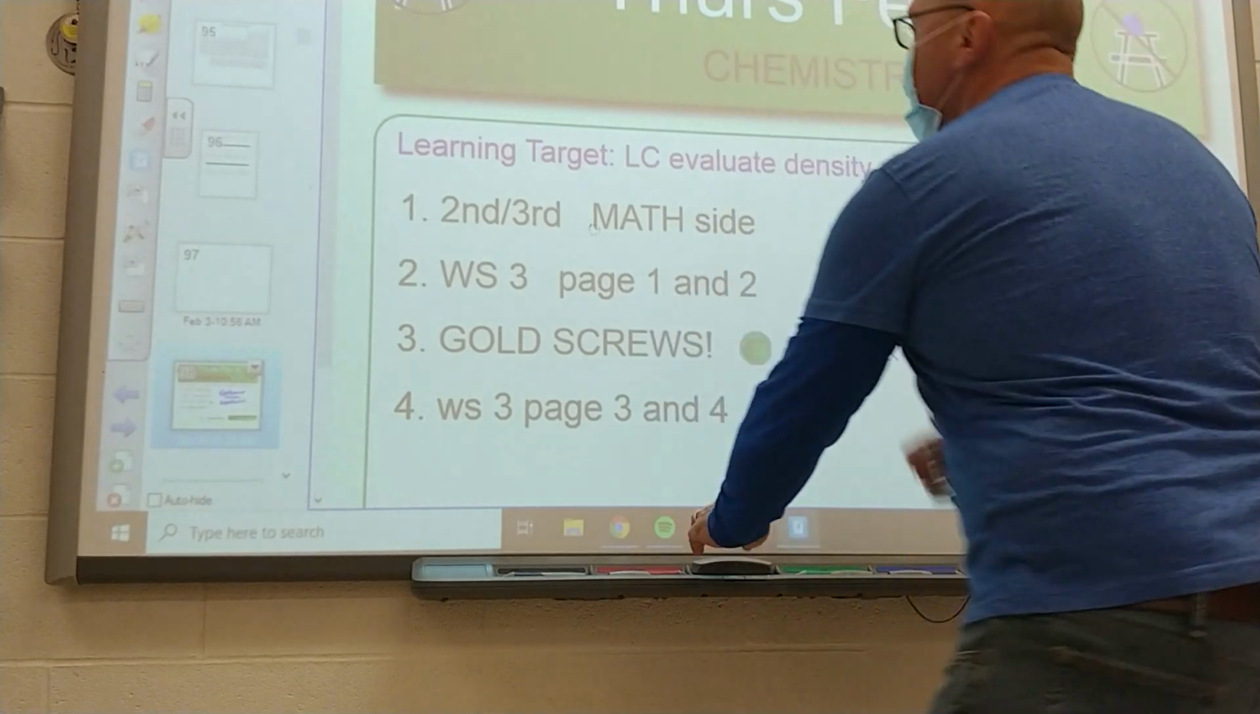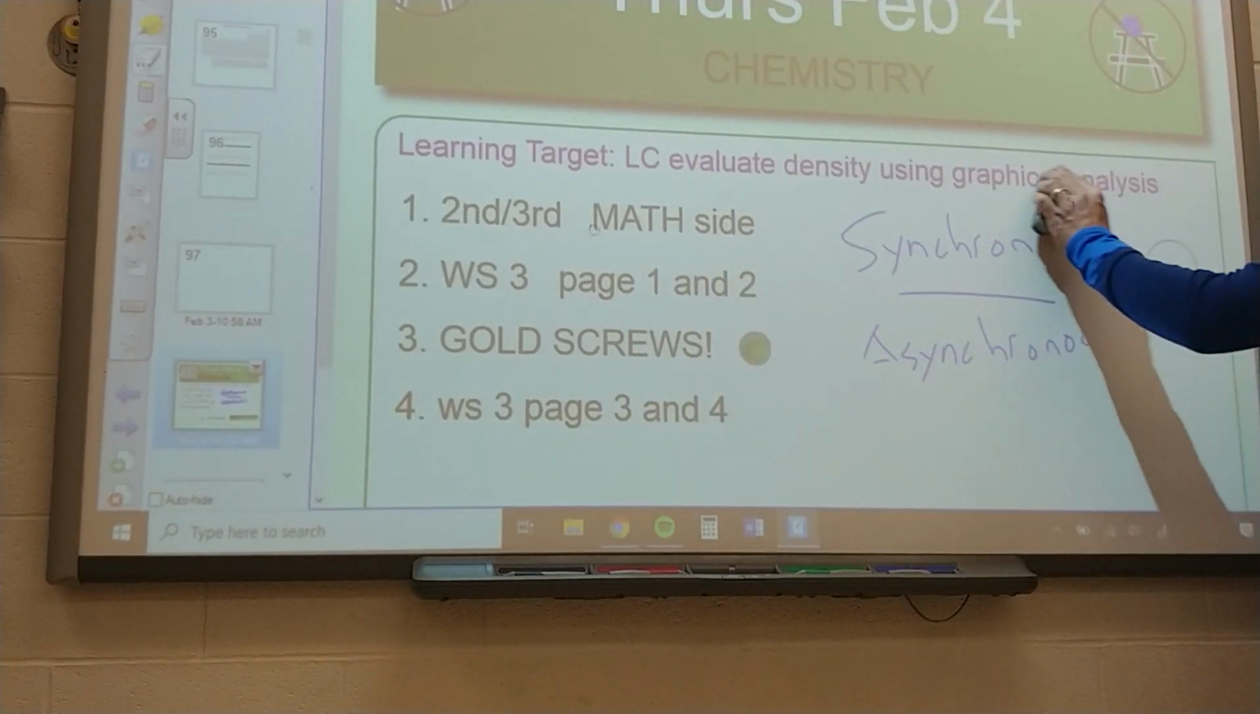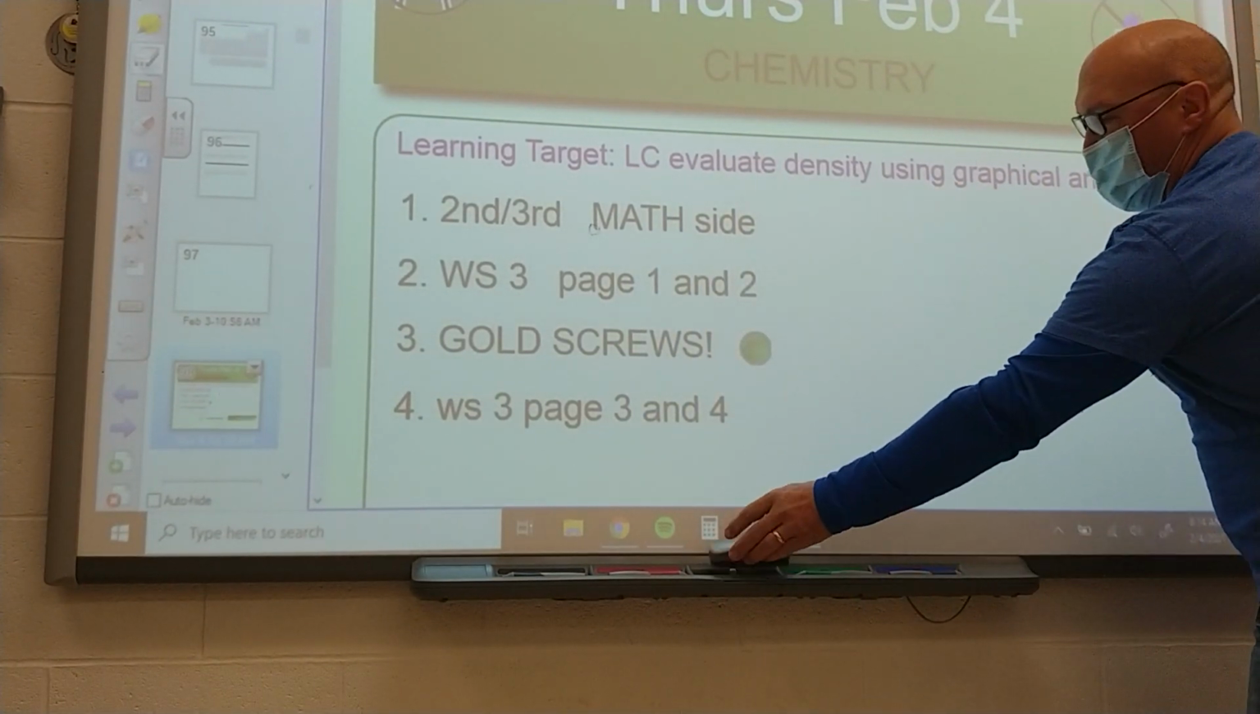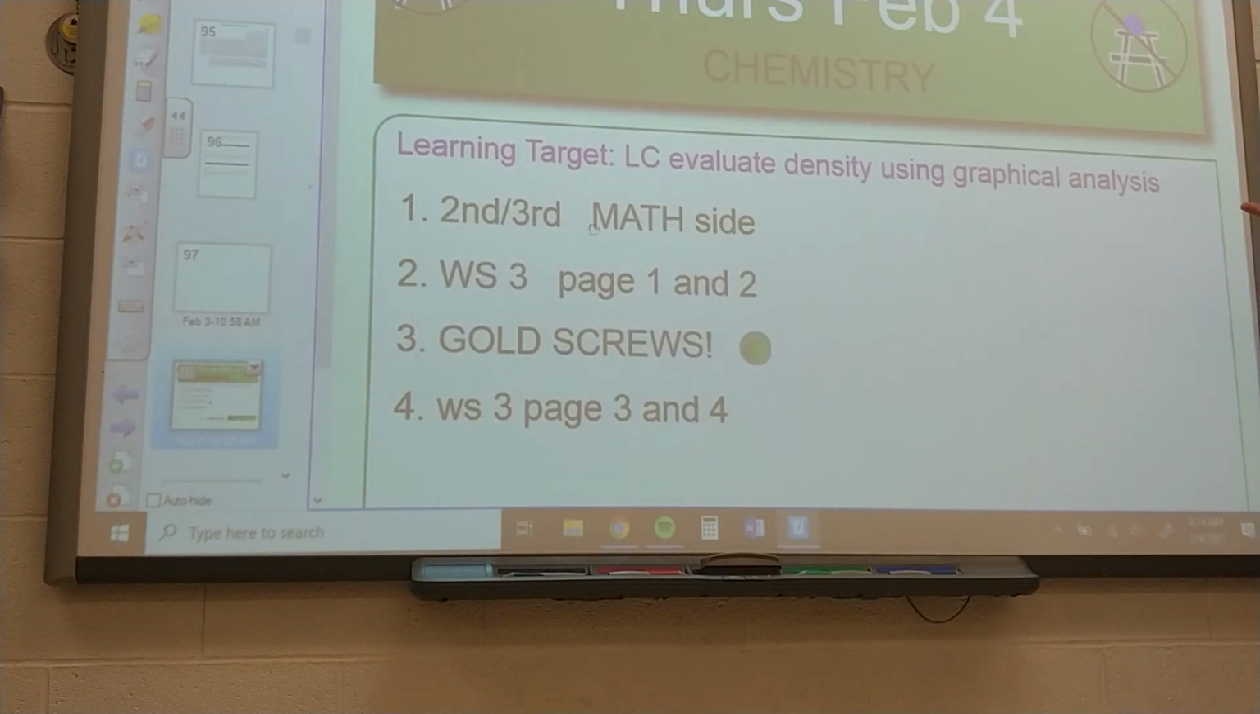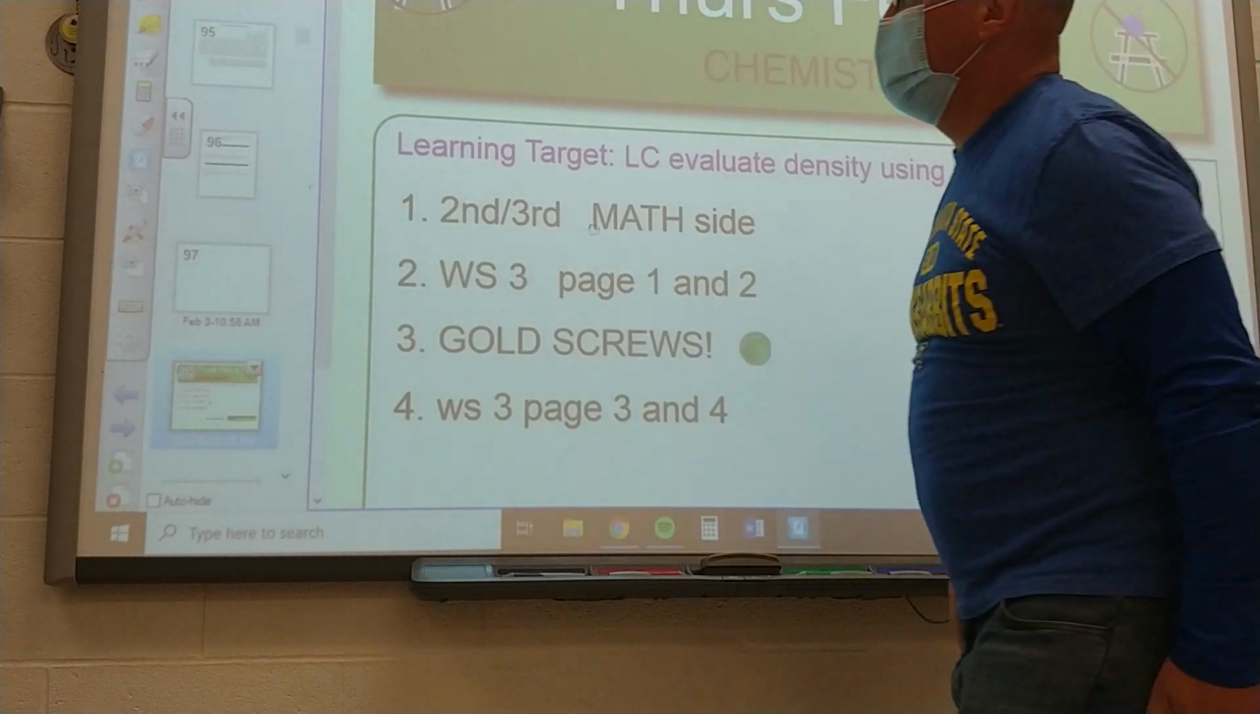Our mission today is that the learner can evaluate density using some graphical analysis. That was just a fancy term. It's actually the name of a computer program. You guys probably never used it, graphical analysis, but you've used Desmos, right? Trying to make graphs and figuring out what they mean.